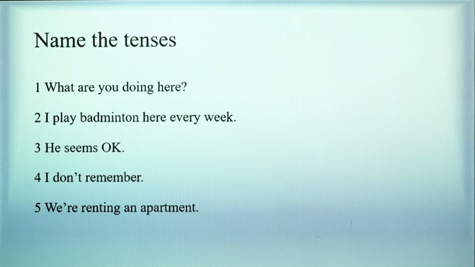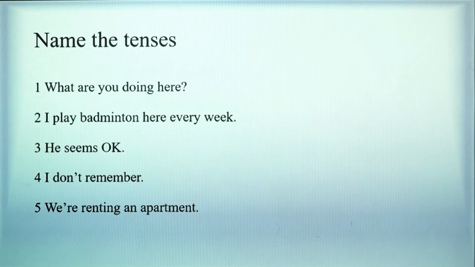What do you think about the second sentence? I play badminton here every week. So, it is the present simple because we see only the main verb here. Next sentence, he seems okay. What do you think? What tense is it? It is the present simple. Of course, we can see from the ending s that takes the main verb.